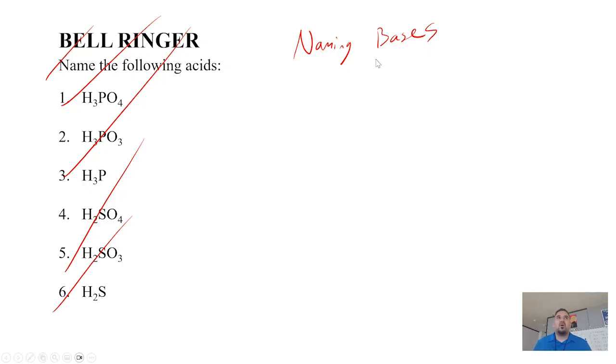Okay, so first thing I want y'all to know about bases is the most common base that you guys are going to see over and over is ammonia. Anybody know the formula for ammonia? It's NH3. So ammonia is NH3. Y'all remember this from biology. Now, what's the polyatomic ion that you've been using all year? That's ammonium. And they're different. So NH4 plus. These are different.